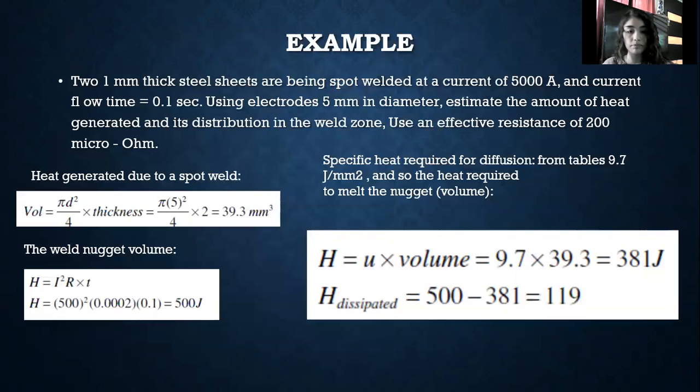V is the welding speed, and E is the welding efficiency. As an example, you can see here a 1 millimeter thick steel with 500 amperes and a current flow time of 0.1 seconds, using electrodes 5 millimeters in diameter. Here is the estimated amount of heat generated and its distribution in the weld zone, and the effective resistance is 200 micro-ohms. Here these formulas are applied, and the heat required for diffusion is also used. Normally this data is shown in tables.